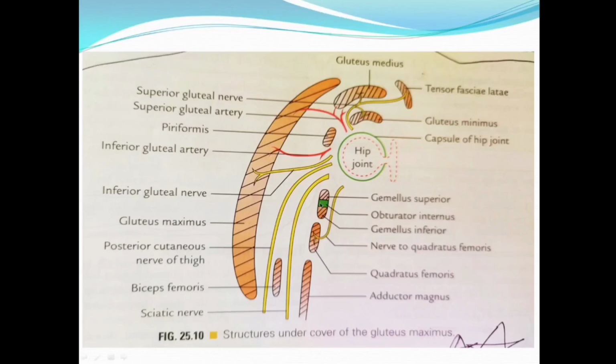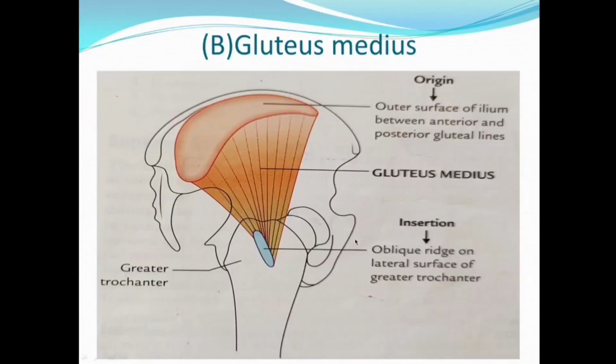Next, as I said, it is supplied by the inferior gluteal nerve. You can see here the nerve is coming and entering the gluteus maximus. So it is supplying the gluteus maximus. It is supplied by the inferior gluteal nerve.